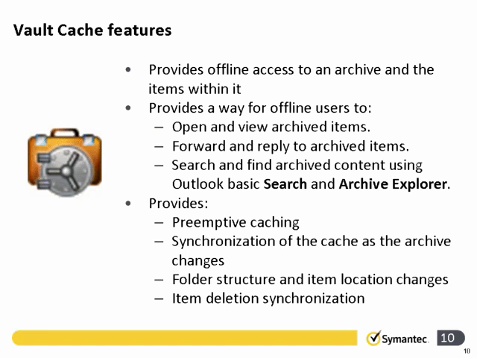We'll also look at synchronization of the cache as your archive changes: when items are deleted, and when new items are added to your archive. When you delete items out of your archives through Outlook, we'll look at how we can make sure that all those changes are synchronized.